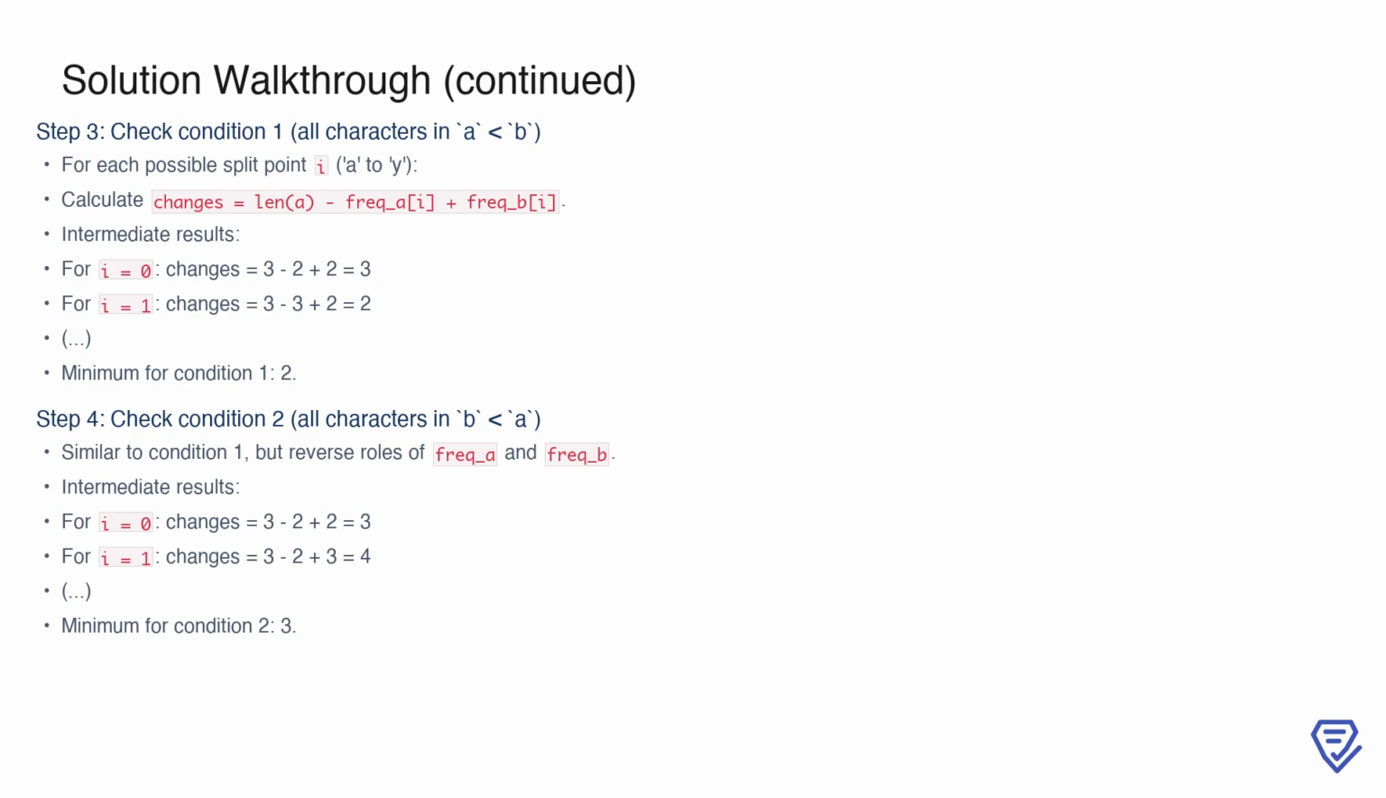Similarly, for condition 2, the goal is to ensure all characters in B are lexicographically smaller than all characters in A. Here, we reverse the roles of frequency_A and frequency_B. For example, for i equals 0, the changes are 3 - 2 + 2 equals 3, and for i equals 1, the changes are 3 - 2 + 3 equals 4. The minimum number of changes for condition 2 comes out to be 3.